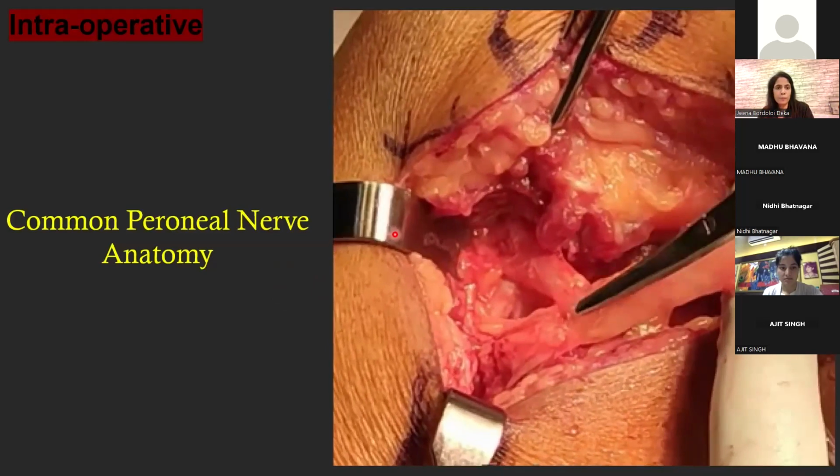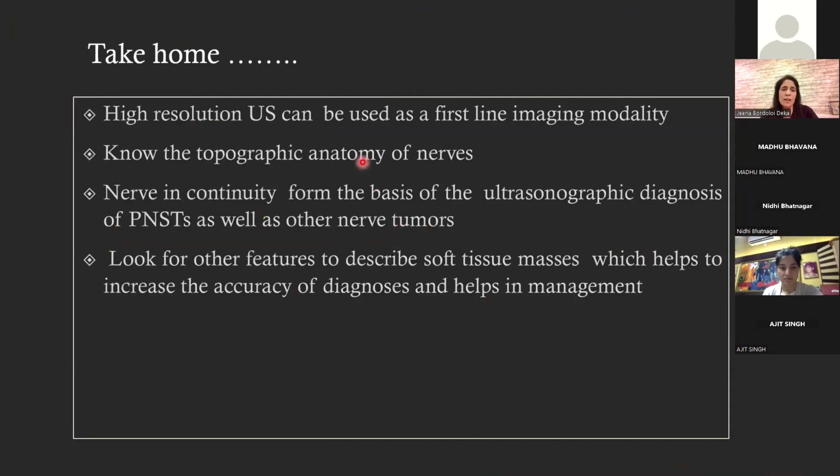on surgery. So the take-home messages are that high-resolution ultrasound can be used as a first-line imaging modality in the evaluation of nerve tumors. We have to know the topographic anatomy of the nerves, choose the transducers and the frequencies well, and scan the nerves in the long and the short axis.